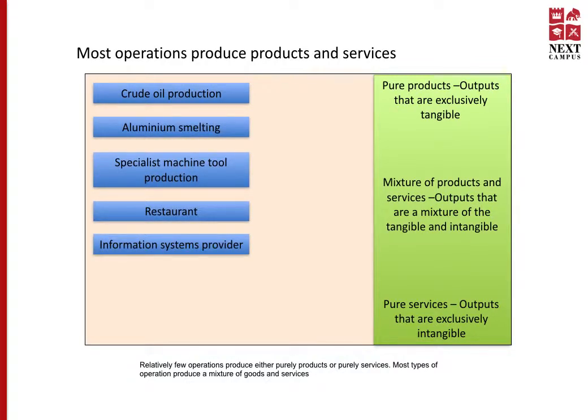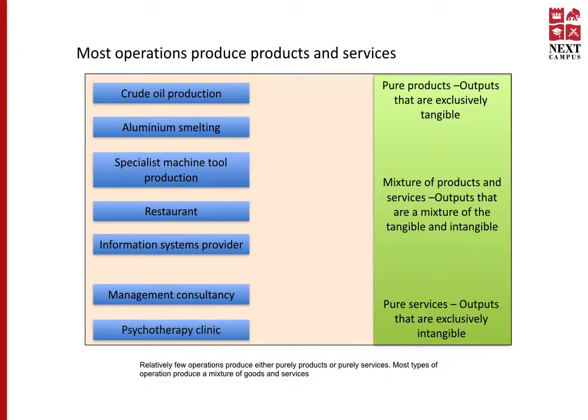Relatively few operations produce either purely products or purely services. Most types of operation produce a mixture of goods and services. So what are pure products? Pure products are outputs that are exclusively tangible, like crude oil production, and pure services are outputs that are exclusively intangible, like a psychotherapy clinic. All other products and services fall between these two extremes.